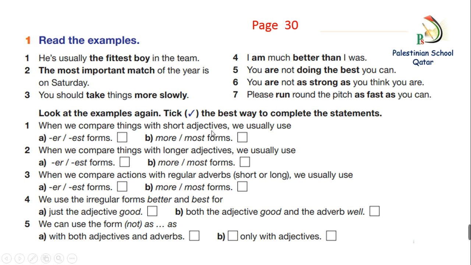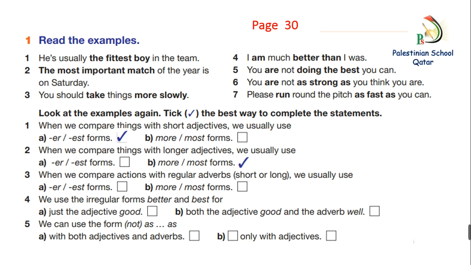Look at the examples again and choose the best way to complete the statement. Number 1, when we compare things with short adjectives, we usually use est form or more, most forms. Of course, with short adjective we put est. Number 2, when we compare things with longer adjectives, we usually use est forms or more, most forms. Yes, more and most forms.